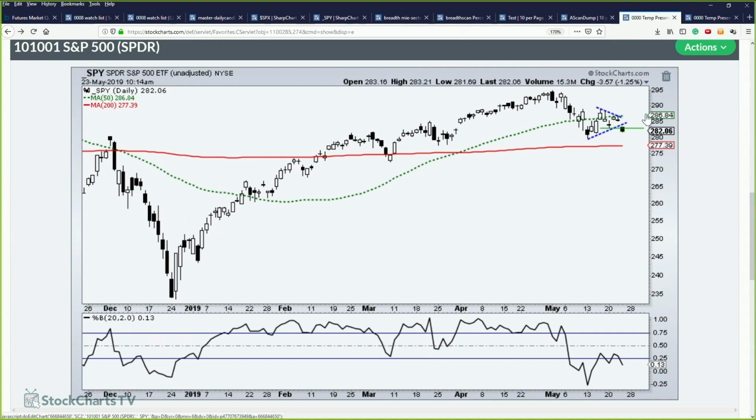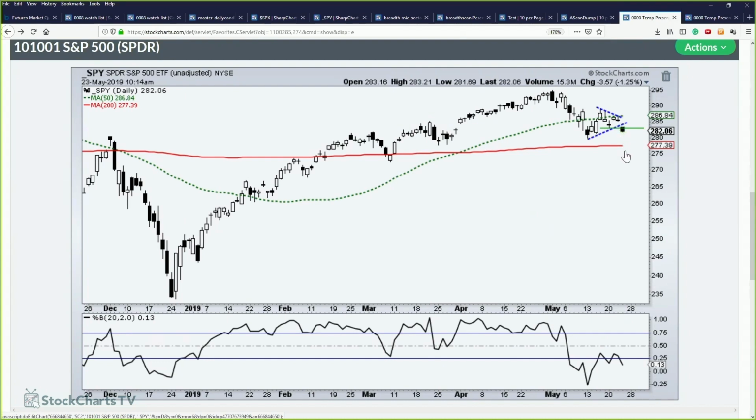And I don't really use the 50 and the 200-day for stocks and indices as support and resistance levels, but I have to admit it seems to work, or they seem to work pretty well for the S&P 500 because so many people watch the S&P 500 and those two specific moving averages. And so by extension, we have SPY.